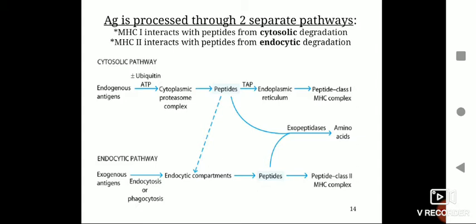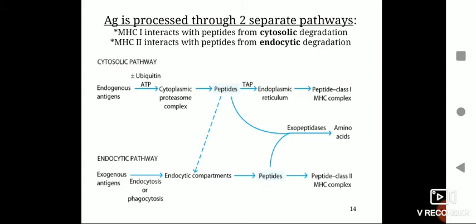Let us see how the processing is taking place, the overall picture. Once endogenous antigens are present in the body, they are recognized and bound by a protein called ubiquitin in the presence of ATP, and this leads to formation of a cytoplasmic proteasome complex, because the moment any protein or antigen is bound by ubiquitin, it will be recognized by the proteasome, a protein which has the ability to degrade protein, right?